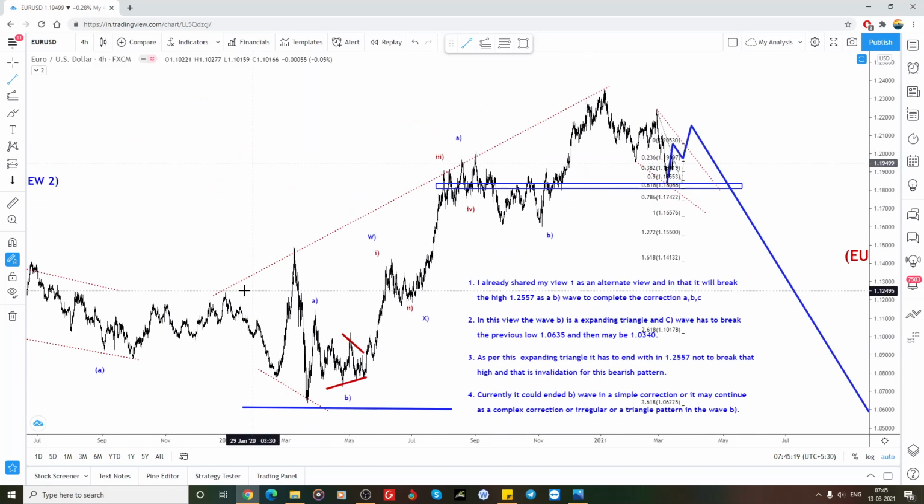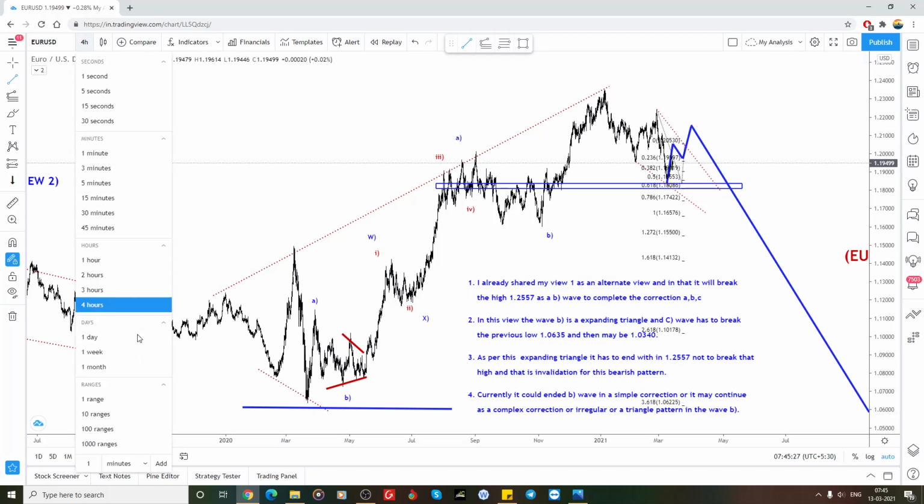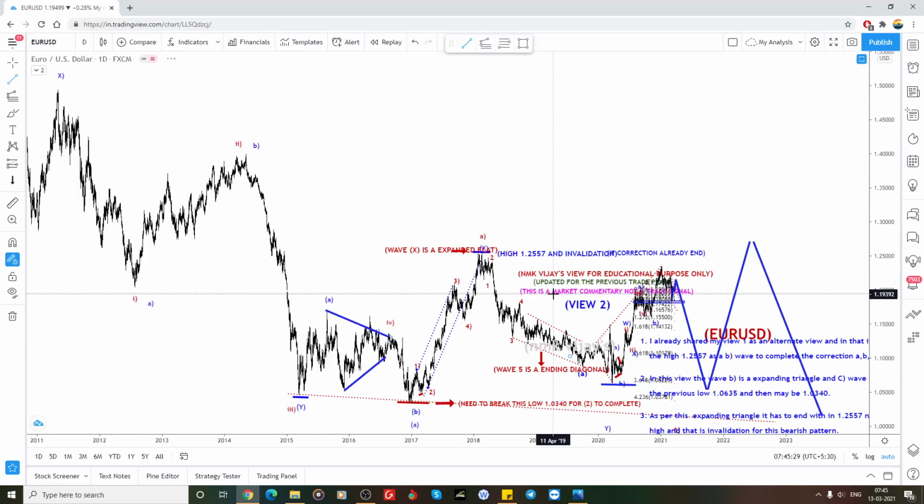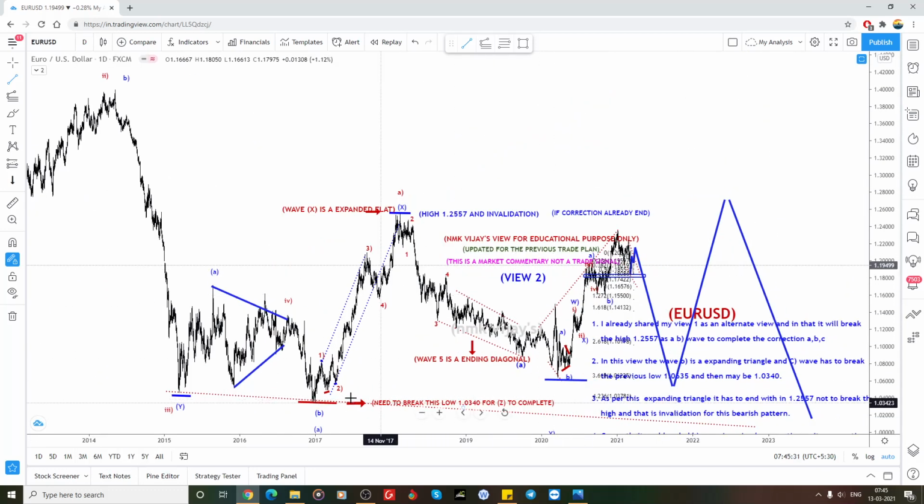It's inverted. Here is a B wave of an expanding triangle, and the C wave has to break this low. After that we can decide which way it's going, whether it is going to break this, because there is a two-way view. If we make this an A, then B needs to break this low but not this low. If it breaks that also, it is an irregular flat kind of thing. So that we will see later.